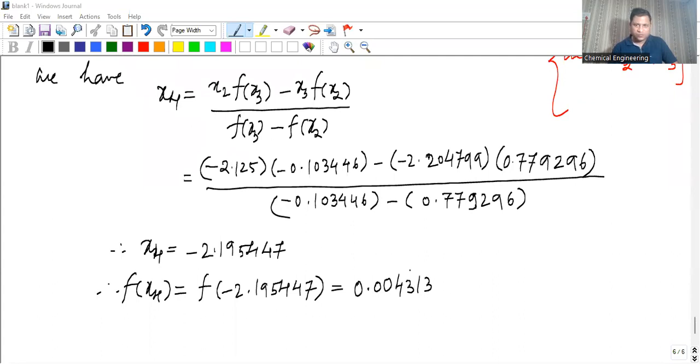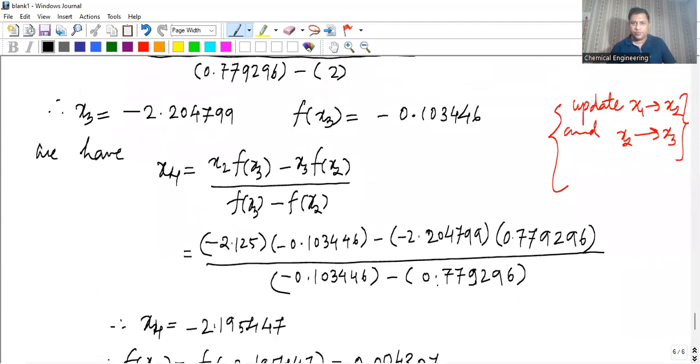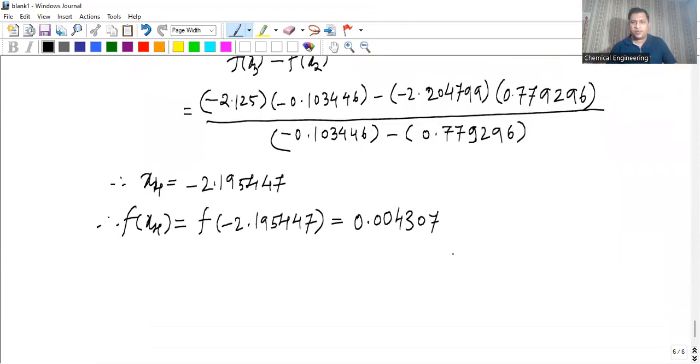Sir, I am getting 0.004307. Okay, 4307, right? So you can see this value is very close to 0 actually, as compared to the previous value.